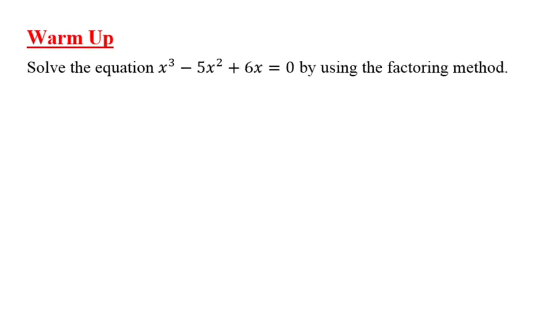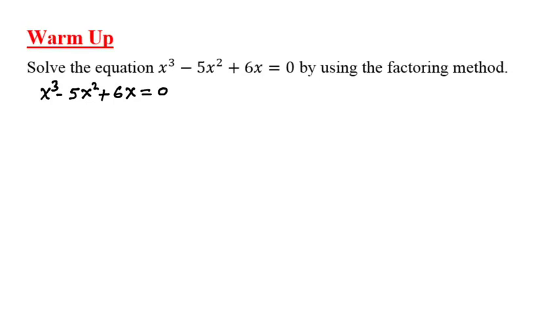Now, third example. Here also we are asked to solve this quadratic equation, in fact a cubic equation, using the factoring method. So we have a cubic equation, x to the third minus 5x squared plus 6x equal to 0. We need to factor the left-hand side, and when you look at the left-hand side, there is a common factor.